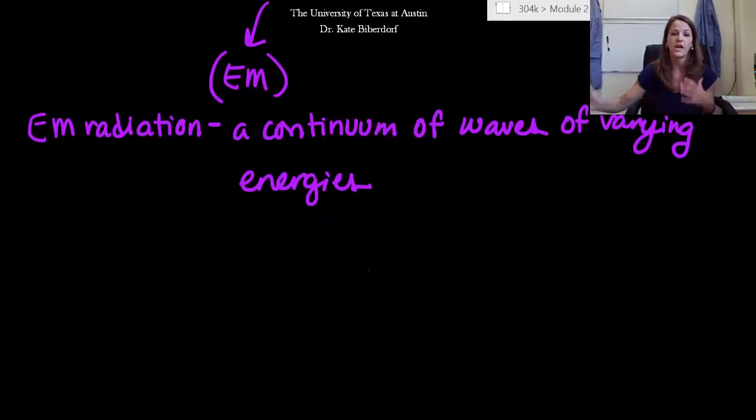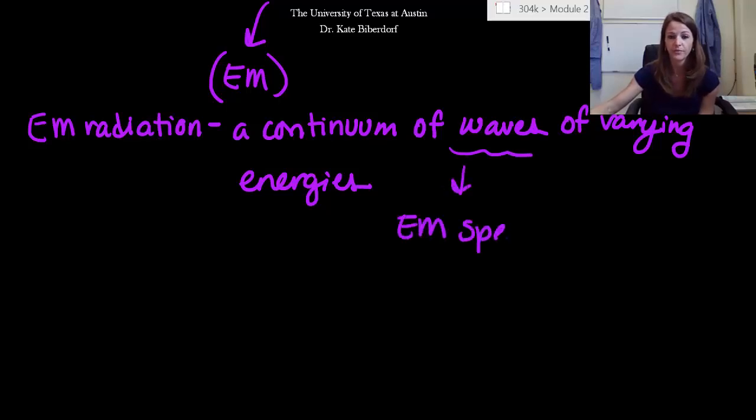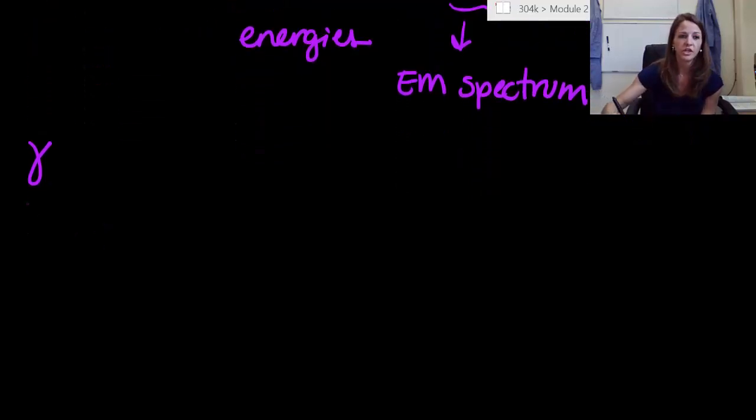So let's go through and actually talk about this continuum of waves. The continuum of waves is sometimes referred to as the electromagnetic spectrum. So let's dive through the spectrum. On the far most left side, we start with gamma rays, G-A-M-M-A. Gamma rays are very high energy.